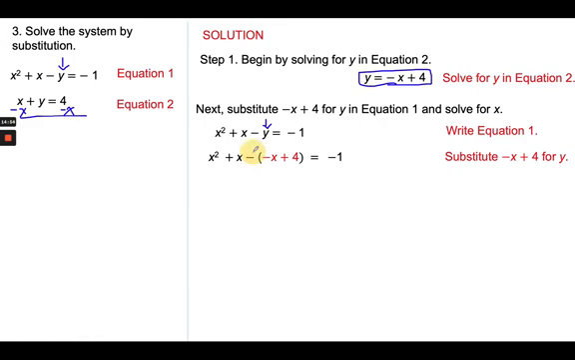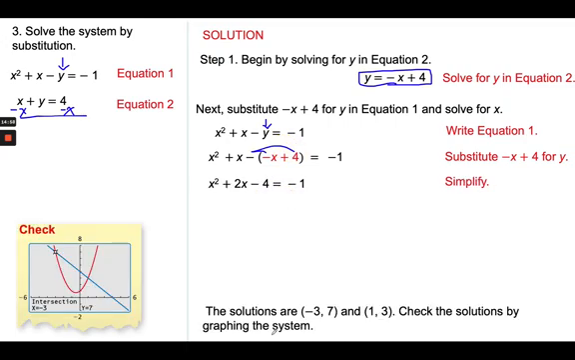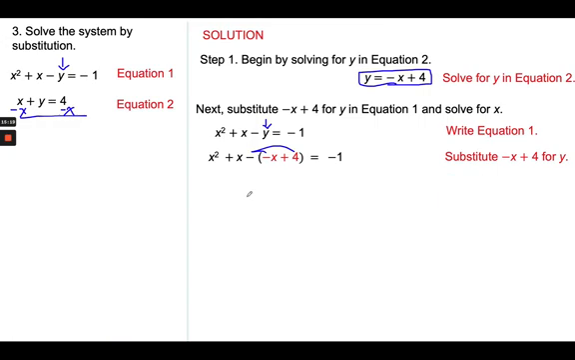After that, make sure you distribute. My PowerPoint is not showing correctly, but you can just pretend you didn't see the check here and the solution. So after you distribute, x minus negative x is positive x. So you get x squared plus 2x minus 4 equal to negative 1. And then after I get here, you know what? I'll just rewrite it.